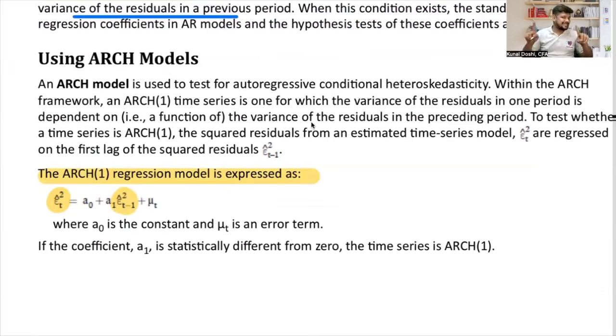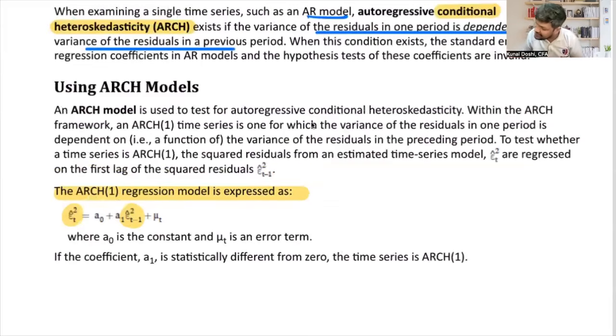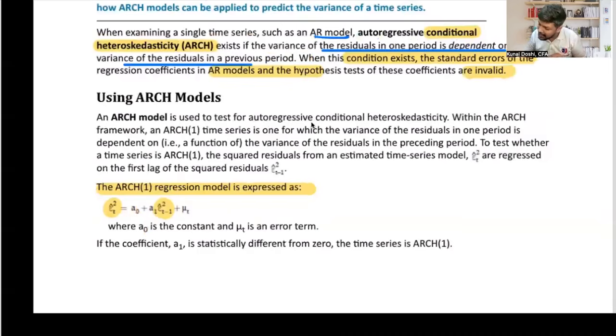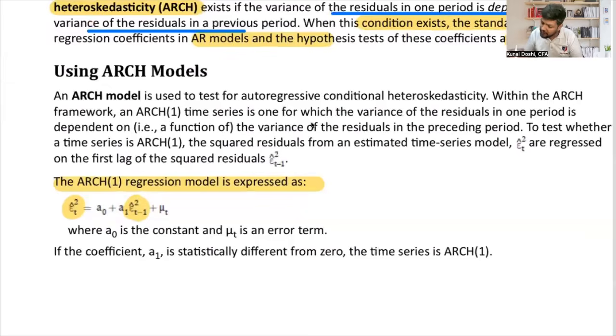This is not homoskedasticity. This is heteroskedasticity, conditional. Yes. When this condition exists, the standard errors of the regression coefficient in the AR model and hypothesis tests are invalid. We can't use it because it's violating assumption number 3. Correct? So how do we use this model and how do we fix it? Okay. So first of all, it means that the error of one term is related with the error of the previous term. And here the coefficient A1 will become crucial.